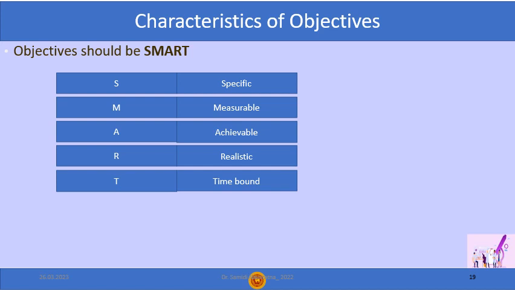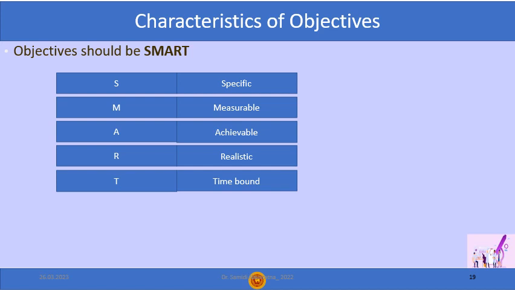Then the measurable component. So whether the objectives are measurable. Objectives should be quantifiable, so that the progress and the success can be objectively assessed. So you need to have this objectivity included into the objectives. You have to use measurable terms.